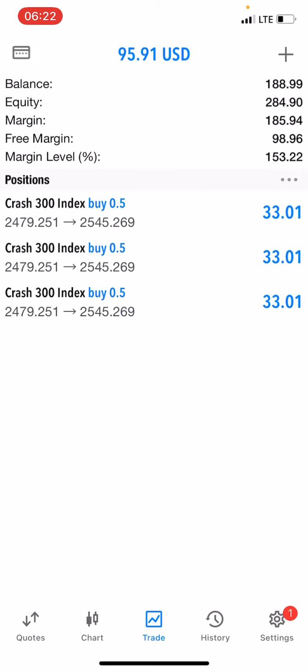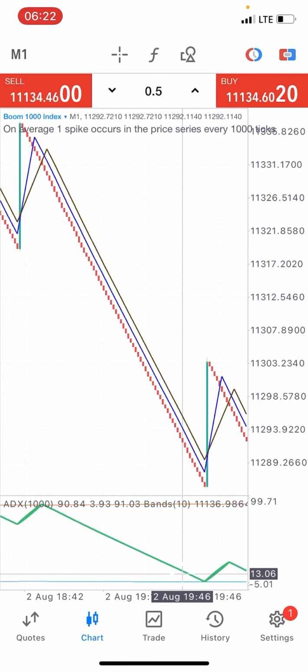Okay, what happened is that we lost a bit. It was on $200, but we lost a bit and we got here. So guys, make sure you follow the strategy rules.